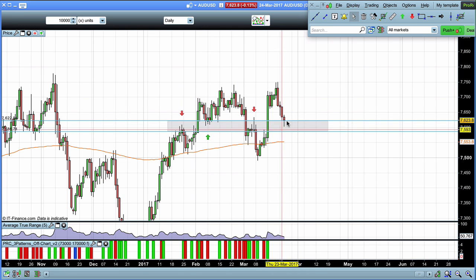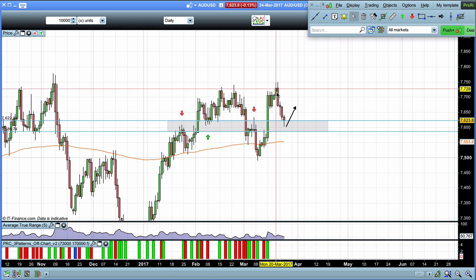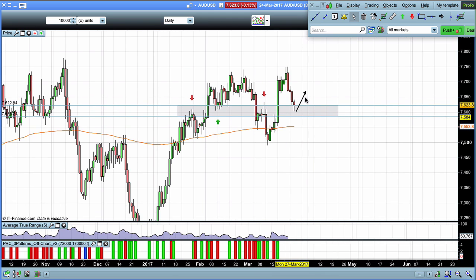Whilst we're holding at this level, I'm more than happy to look for those bullish positions. It's lining up with a 50% retrace. It's also lining up with a key level of support. The market has made a very strong move up. That pullback into this level, it makes sense for those buy positions.